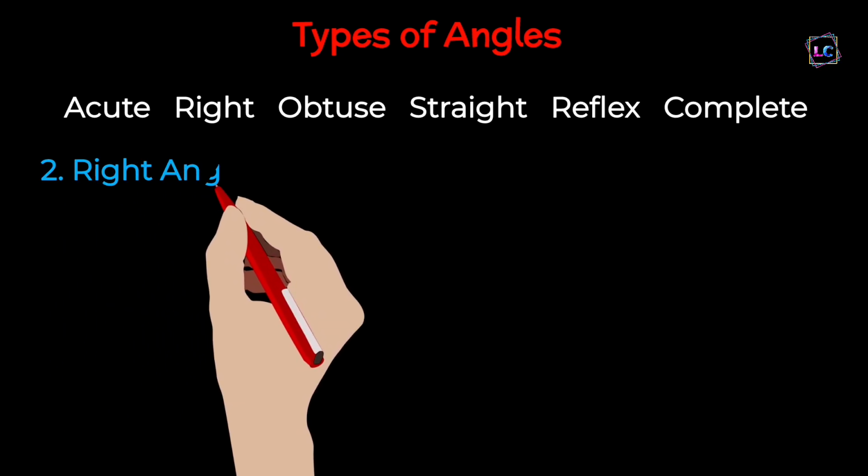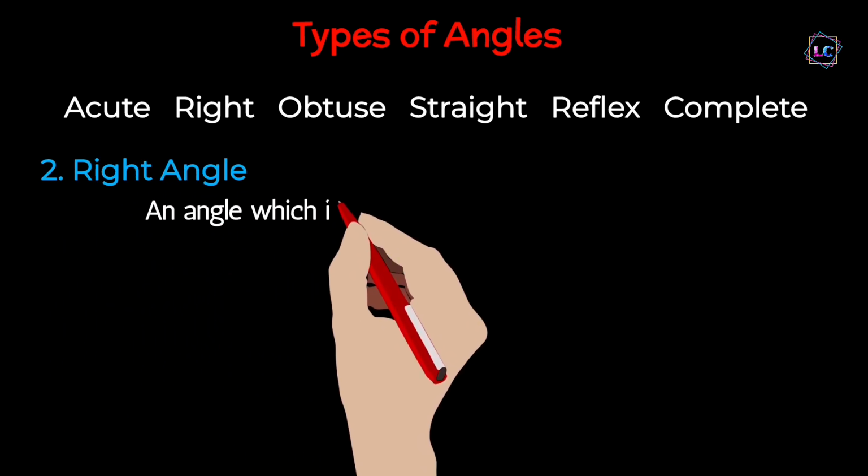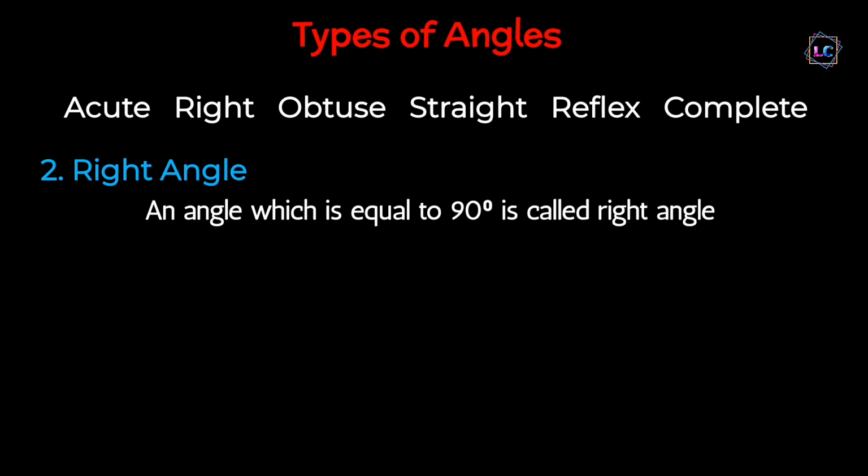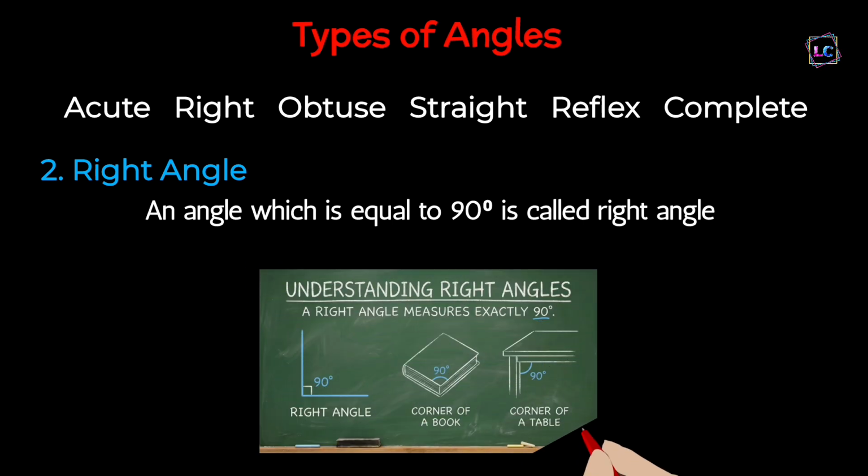Next, we have the right angle. An angle which is equal to 90 degrees is called right angle. It forms a perfect L shape. In the following diagram, the angle 90 degrees shows the right angle. Let's see some real-life examples. The corner of a book and the corner of a table both form right angles. This is because the two sides meet at exactly 90 degrees.